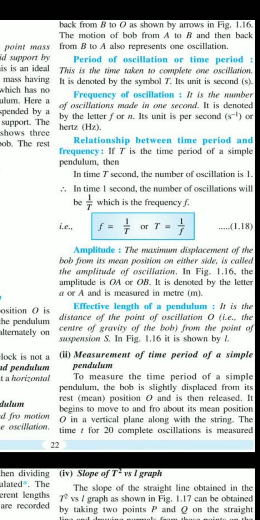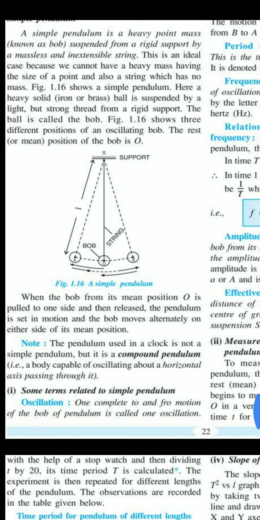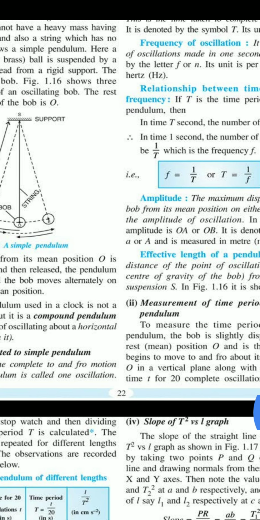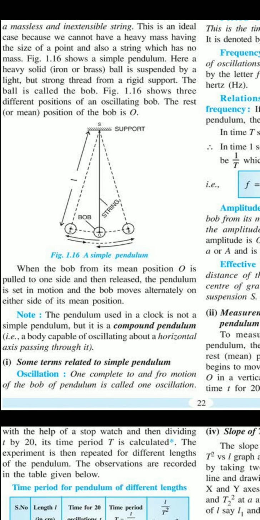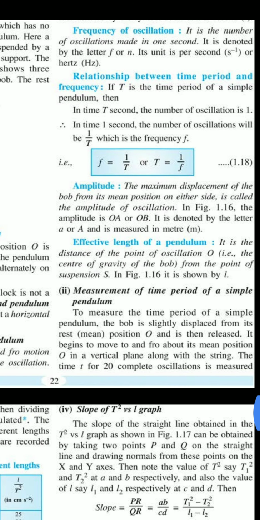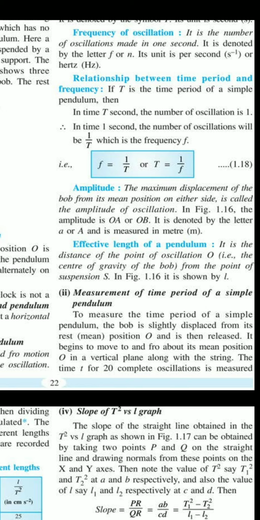Then the relationship between time period and frequency is f = 1/T. Amplitude is the maximum displacement of the bob from its mean position on either side. So see, the maximum displacement is from O to A. That maximum distance from where it again starts coming back is known as the amplitude. And the distance of the point of suspension from the center of the bob is known as the effective length.